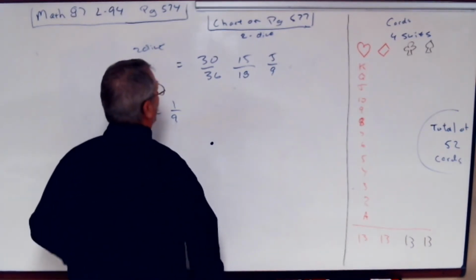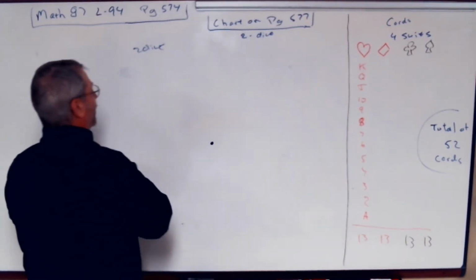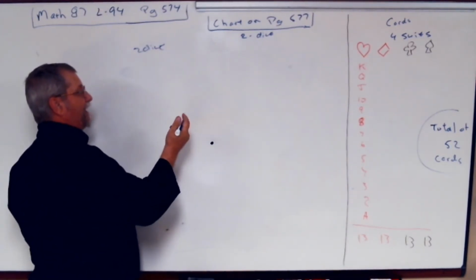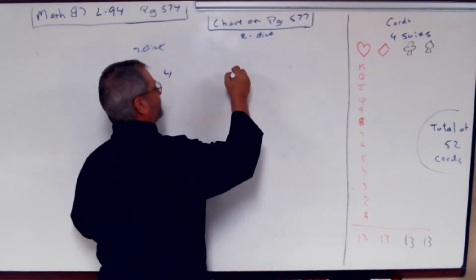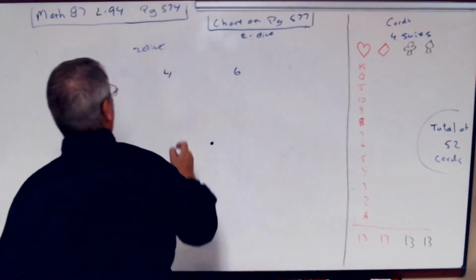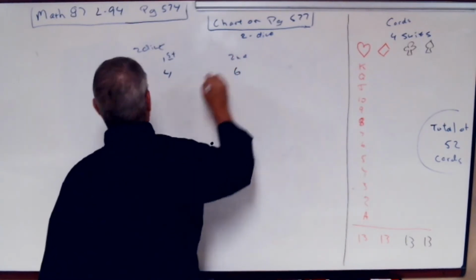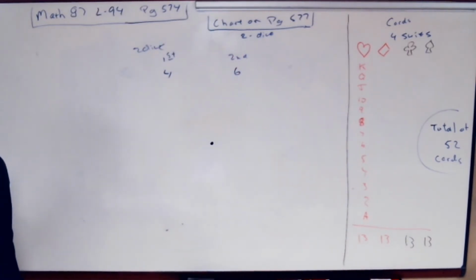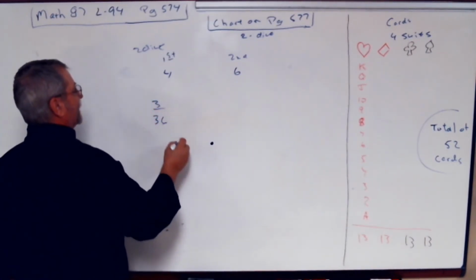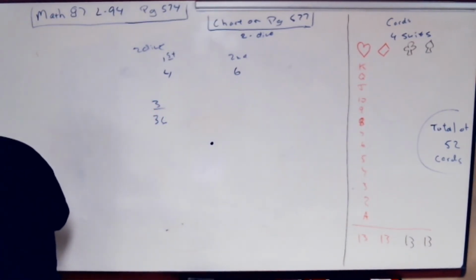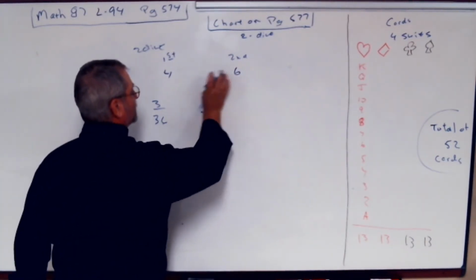Okay? Now, let's take 2 dice, and I want to roll them twice. First time when I roll the 2 dice, I'm going to get a 4. Second time, I want to get a 6. All right? This is first, second. All right, how many 4s is there? There's 3. So there's 3 out of 36. And 6s, there's 1, 2, 3, 4, 5.